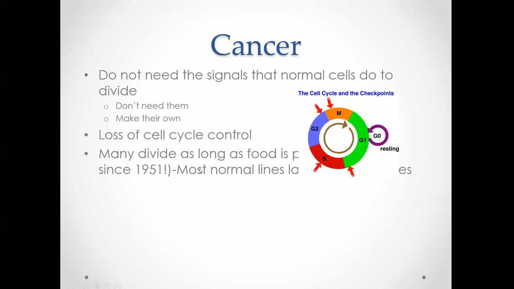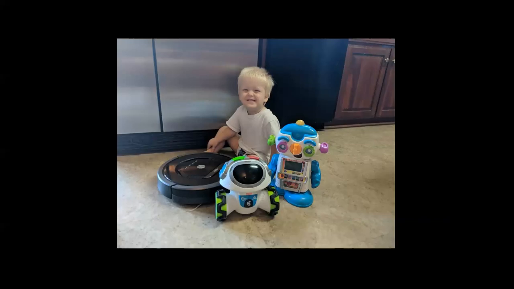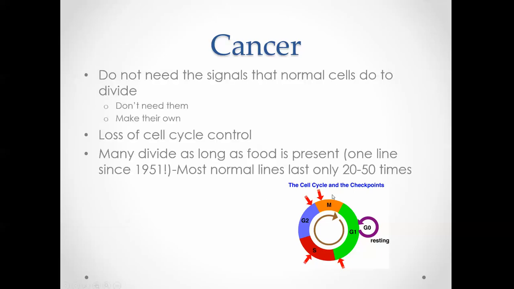So remember that Henrietta Lacks's cells have been dividing, her cancer cells have been dividing since 1951. This slide says as long as food is present, some of these cells can just keep dividing. Normal animal cells can only divide usually like 20 to 50 times before the ends of the chromosomes, the telomeres, are lost and you lose genetic info and they quit dividing.